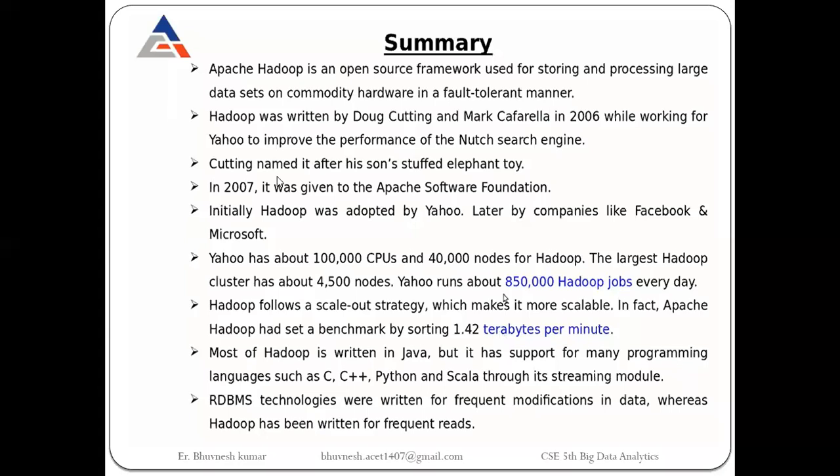Okay, next point is that Doug Cutting named it after his son's stuffed elephant toy. The name given to the framework, Hadoop, came from his son's stuffed toy, and that toy is an elephant. In 2007 it was given to the Apache Software Foundation.